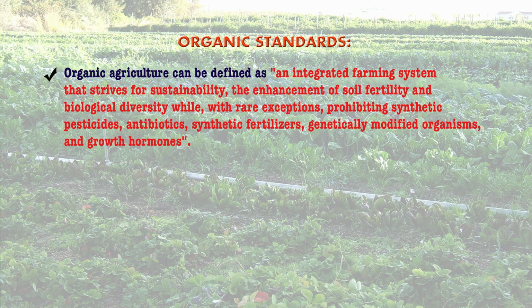Now let us define organic agriculture. This is an integrated farming system that strives for sustainability, the enhancement of soil fertility and biological diversity, while with rare exceptions it prohibits synthetic pesticides, antibiotics, synthetic fertilizers, genetically modified organisms and growth hormones.